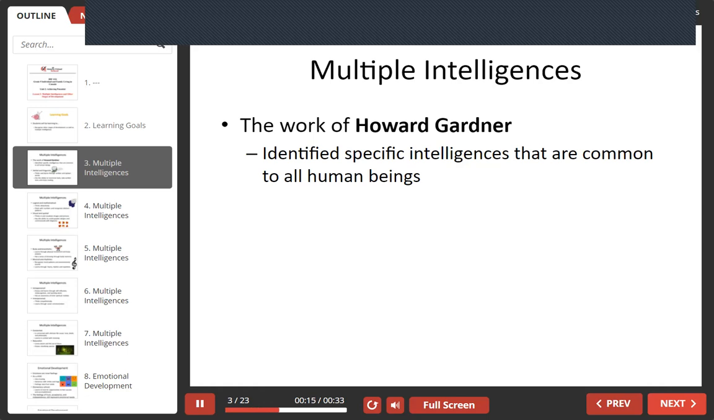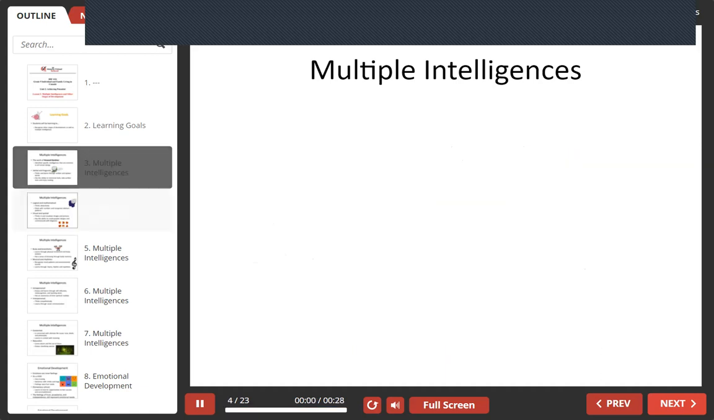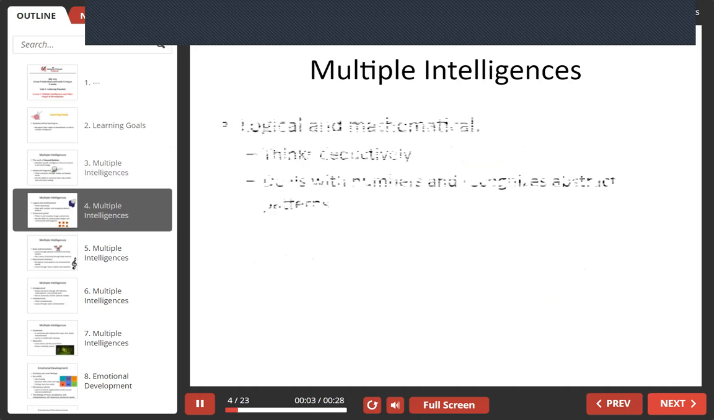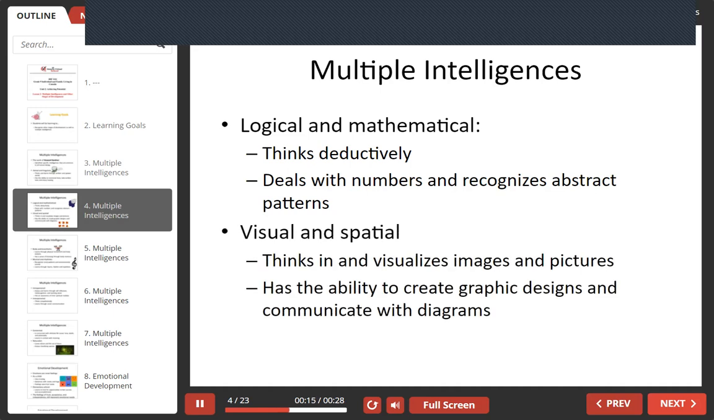The first intelligence that we're going to be looking at is verbal and linguistic. A verbal and linguistic intelligence thinks and learns through written and spoken words, and has the ability to memorize facts, take written tests, and they enjoy reading. The next one we're going to be looking at is logical and mathematical. These people think deductively. They deal with numbers and recognize abstract patterns. Visual and spatial people think in and visualize images and pictures. They also have the ability to create graphic designs and communicate with diagrams.